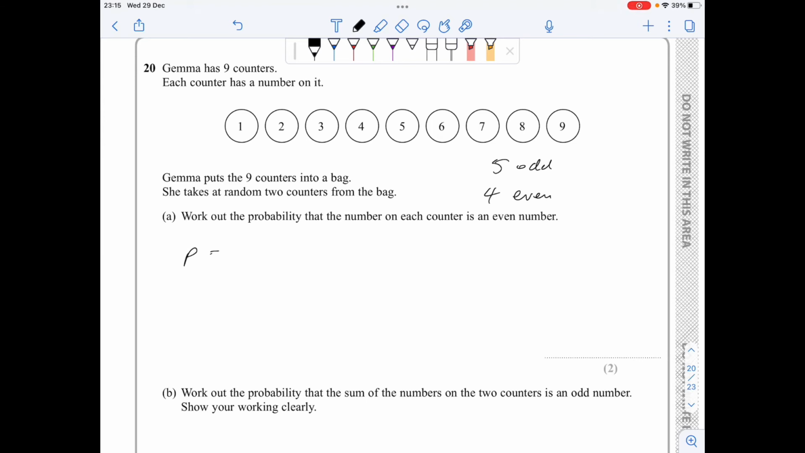So I want probability even for the first one, even for the second one. So it's 4 evens over 9 times, and then there's going to be 8 left, 3 will be even, and the answer will be 1 over 6.